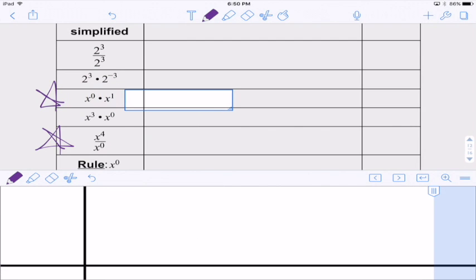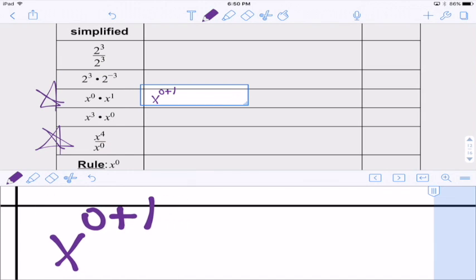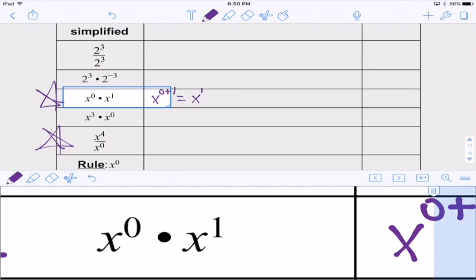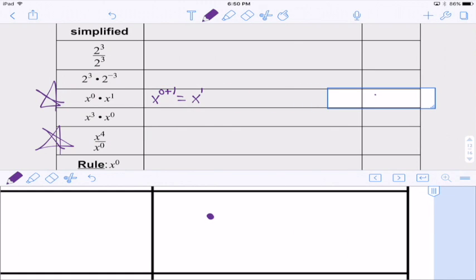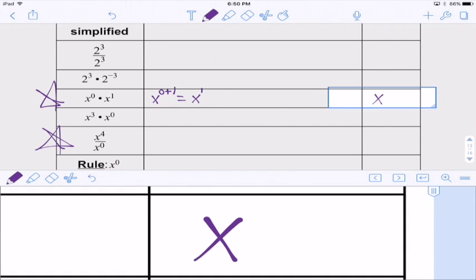So what this means is we have x to the 0 plus 1. Well, what does that mean? Well, that means x to the first. That's kind of weird how that worked out because we had x to the 0 and x to the 1, and that just gave us x to the 1, or x.